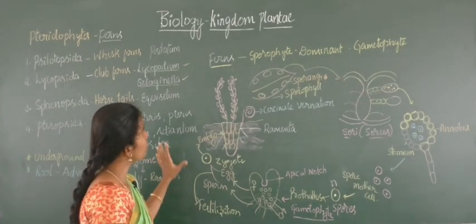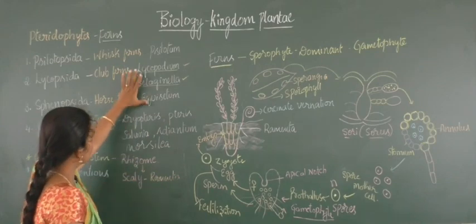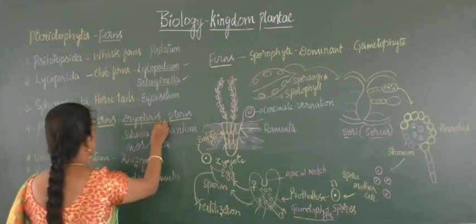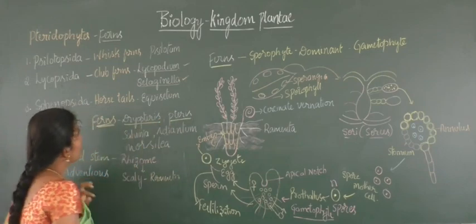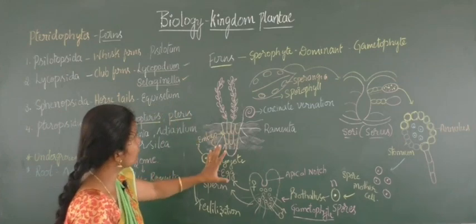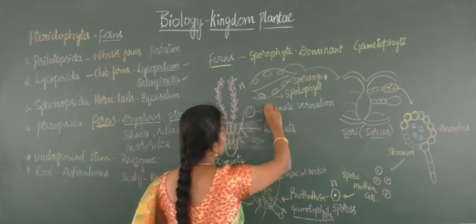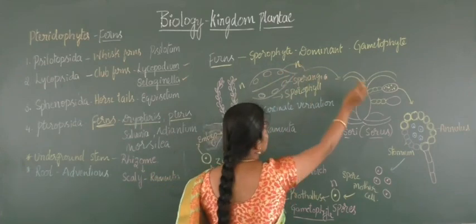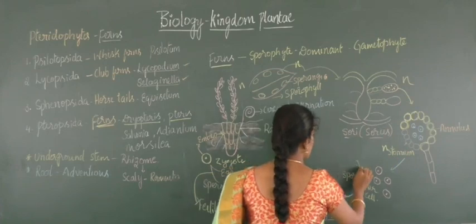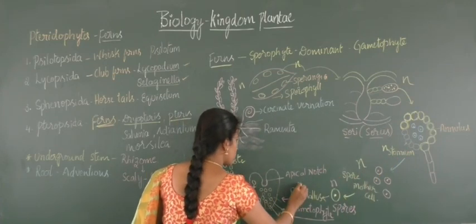So this is how the life cycle of a pteridophyte fern takes place. I took one example, Pteris or Dryopteris. You can take these two, and they are commonly called ferns. So I have completed the life cycle here. You can find that this is N condition, and again this is also N, this is N, this is also N. Later the gametophyte will also be N.